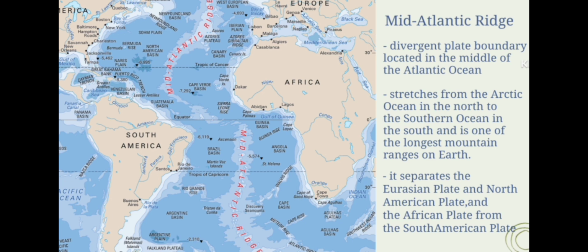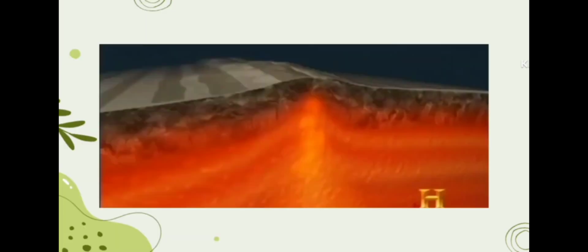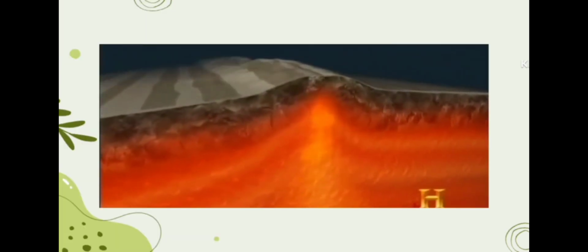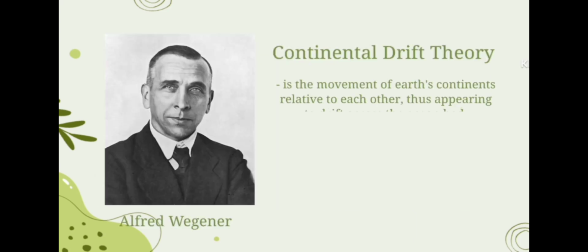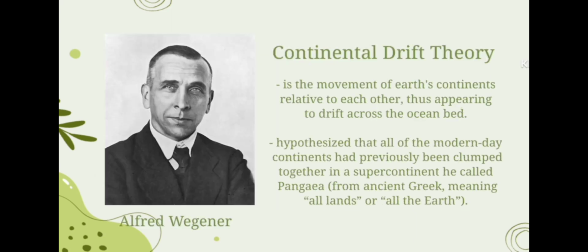Magma rises from the mantle to the surface, solidifies, and adds a new material to the ocean floor. This process of seafloor spreading results in the continuous widening of the Atlantic Ocean. Harry Hess' discovery of seafloor spreading confirms Alfred Wegener's continental drift theory. Continental drift theory is the movement of Earth's continents relative to each other, thus appearing to drift across the ocean bed.